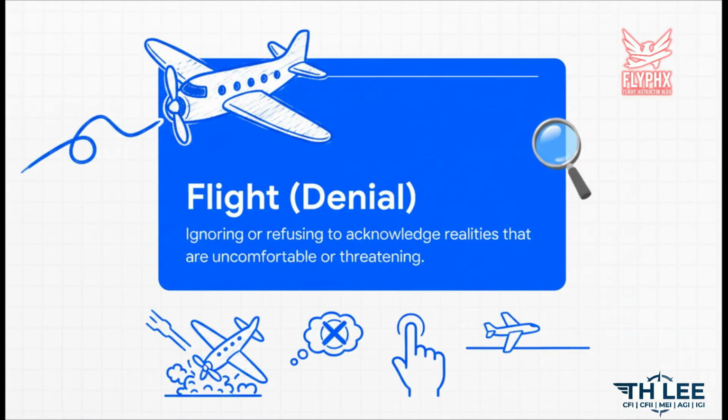Why do they do this? Well, it's a subconscious protection mechanism against immense guilt or fear. Admitting that they almost caused a fatal accident is just too painful for their ego to handle. So their brain literally deletes the severity of the situation. In aviation, ignoring reality is fatal. You have to step in not as a punisher, but as a mentor and break through that denial so they truly respect the lethal consequences of complacency.